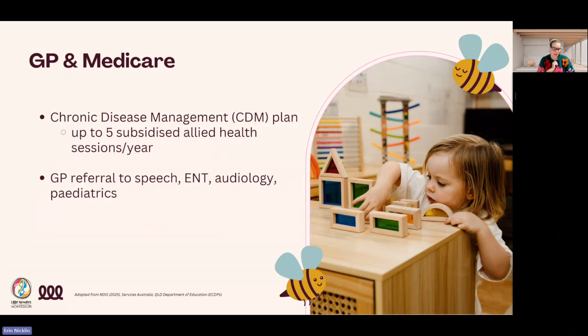So your GP can write you a referral for up to five subsidized allied health sessions per year. It's called a chronic disease management plan. You need to go in and specifically ask for that. Otherwise, they'll just write a standard referral, and people will have to go back and ask for the 5 subsidized sessions.